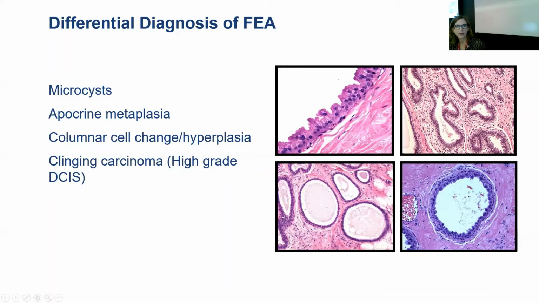The differential diagnosis includes microcysts, where you would have a very attenuated epithelial lining and the nuclei would be very small.